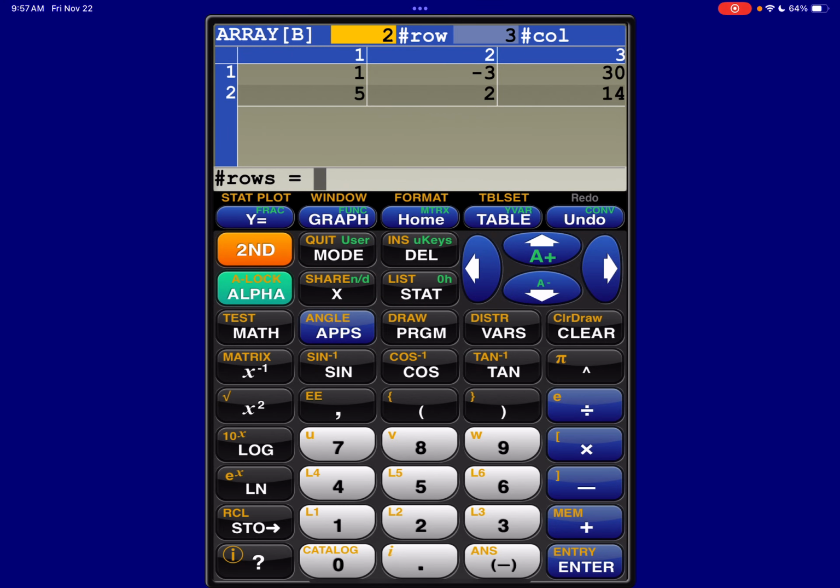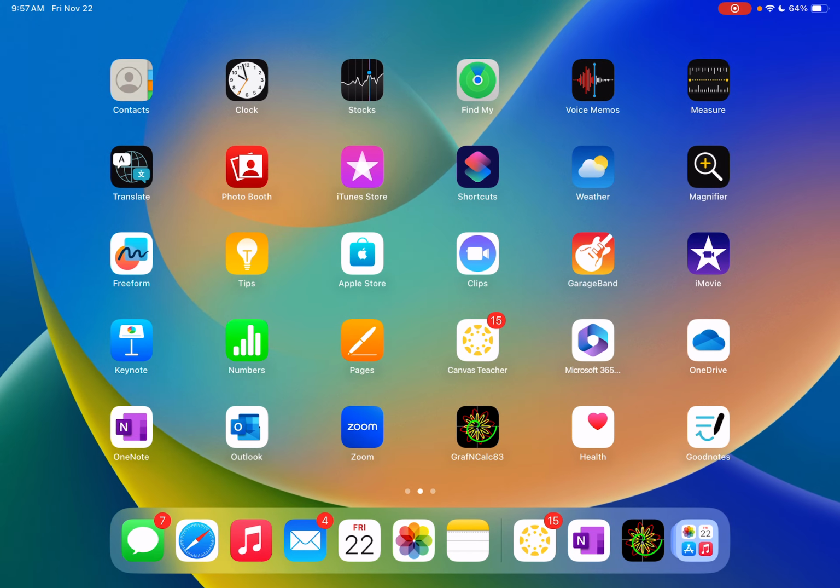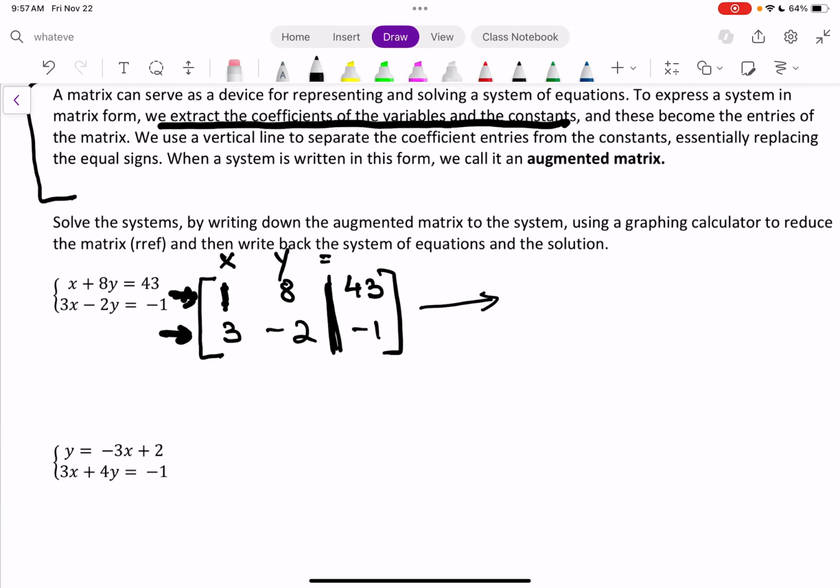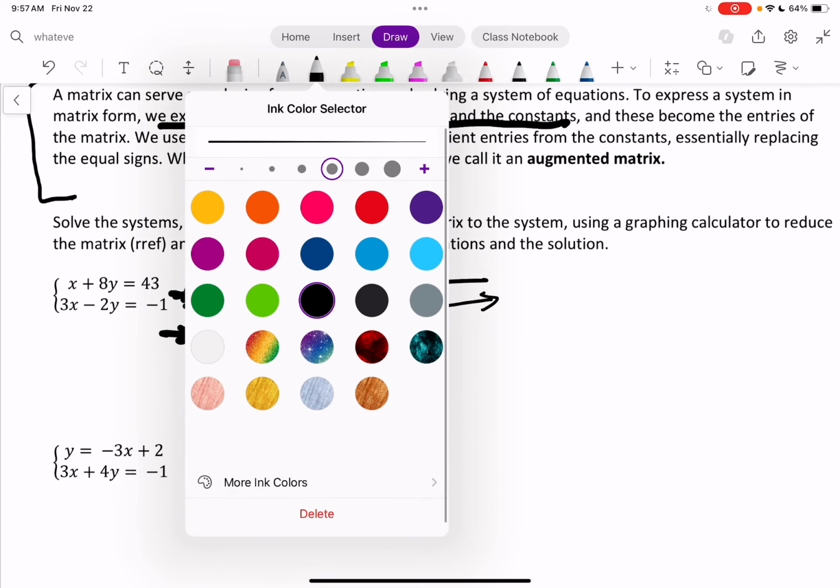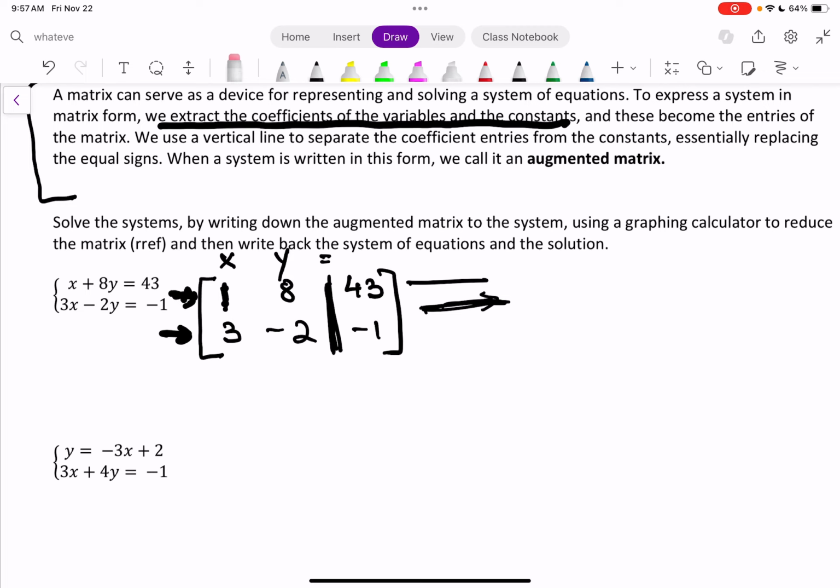Now, a matrix comes with rows and columns. A row, that's what I wanted. These are the rows, right?